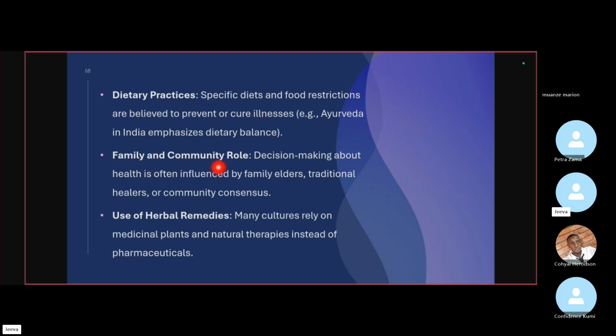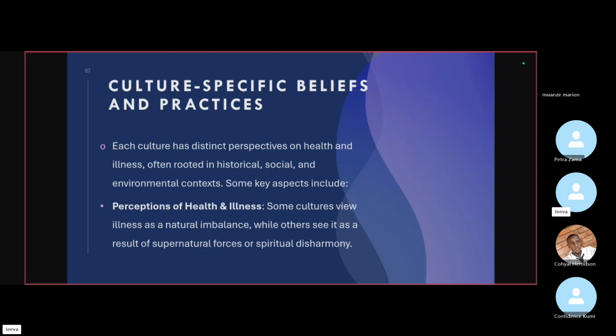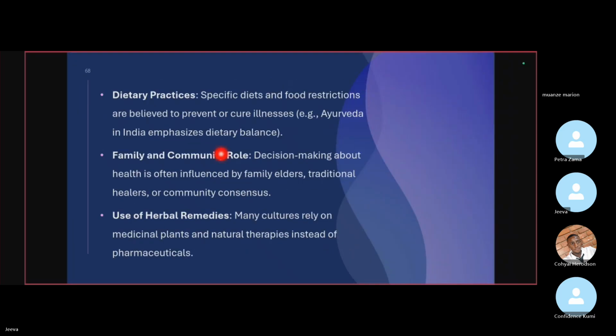Then the family and community's role. Any decision making about health is often influenced by the family elders. When you come for treatment in the hospital and are asked to sign the hospital papers, you always ask for your family's opinion, right? So obviously that is influenced by the family elders, their traditional healers, and the community's concepts. They ask their elders and then take decisions about the treatment.